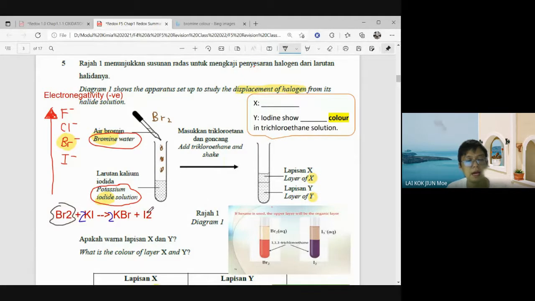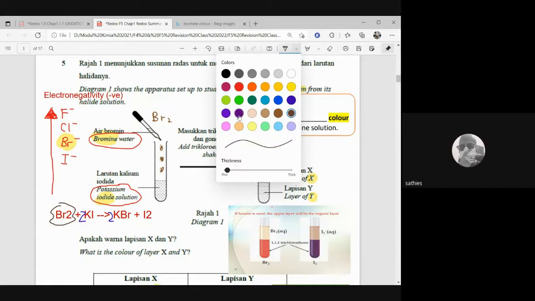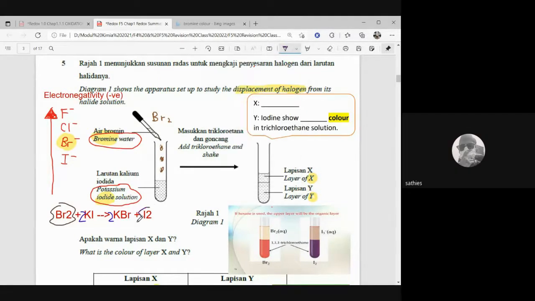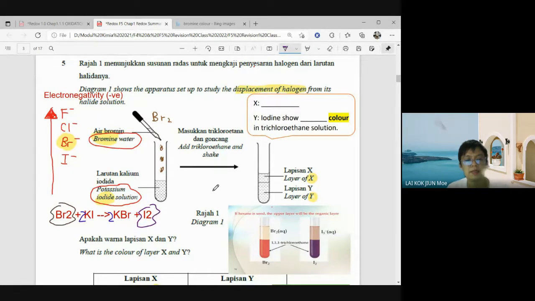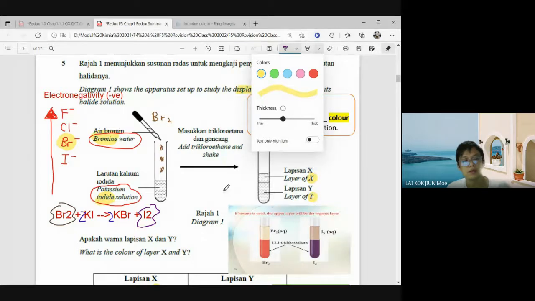How about iodine? It has already formed iodine. What color is iodine? Iodine is purple color. Okay, so the iodine is purple color. You can see.